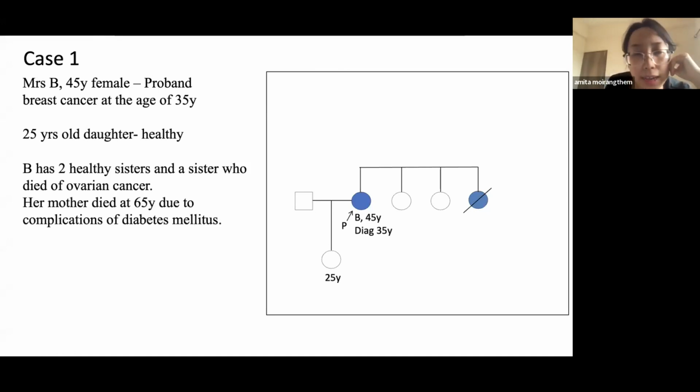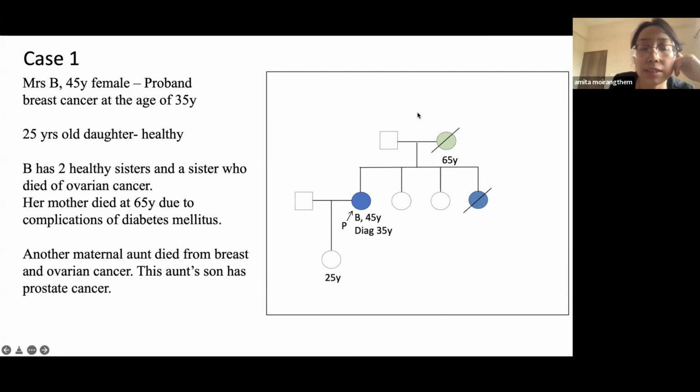Then Mrs. B's mother died at 65 years of age due to complications of diabetes mellitus. So this is the mother, and again, we have another generation here. She died at 65 years because of complications of diabetes. She did not have any history or documents suggesting that she had any tumor related issues. So she was shaded with a different color, denoting that this is something else.